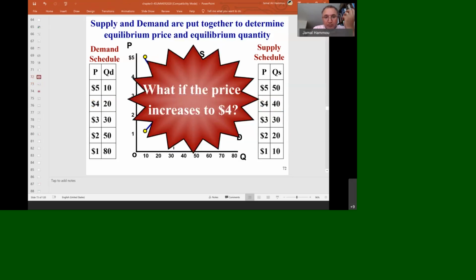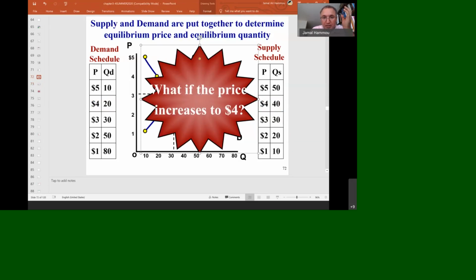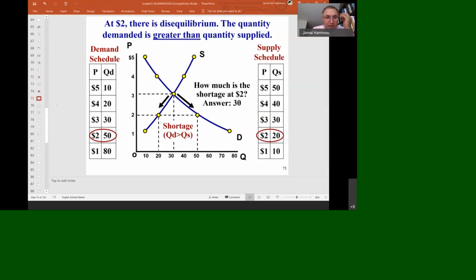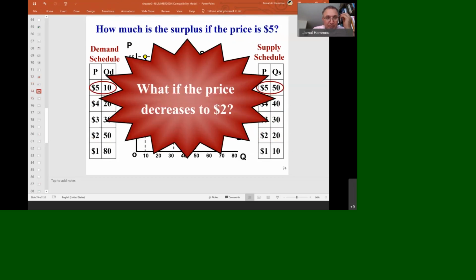Let's say you came to the market, you are selling this product, and then you did your analysis, your study, and you say, okay, I'm going to charge $4. Okay. What's going to happen? So first thing, you see at the price of $4. Let's see what's going on here.